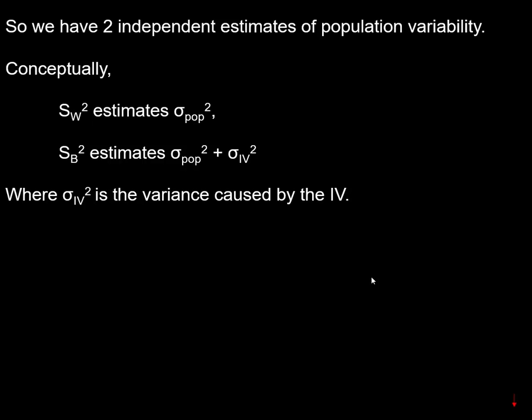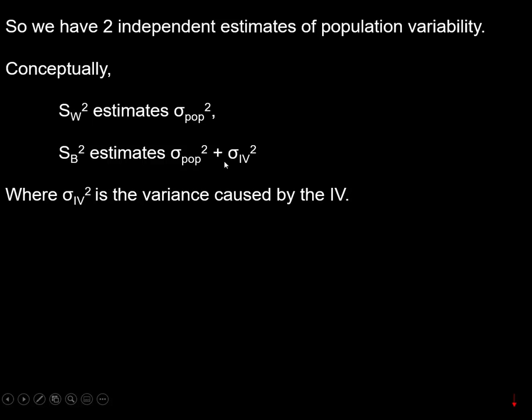The within group variance, remember, that's S squared sub W, estimates sigma squared, remember that's our symbol for a population parameter, the population variance, and I've given it a sub pop there to represent population. So the within group variance estimate estimates only population variance, but the between group variance estimate estimates both population variance and variance caused by the independent variable.